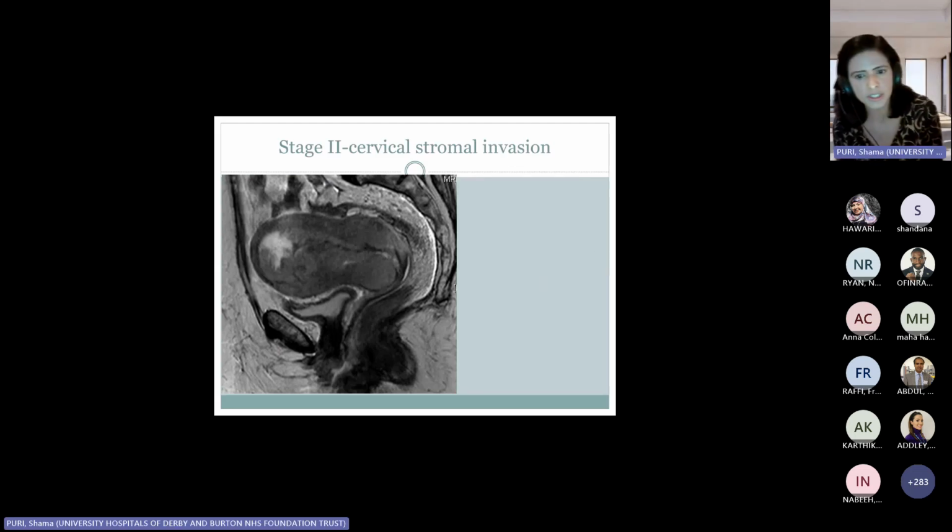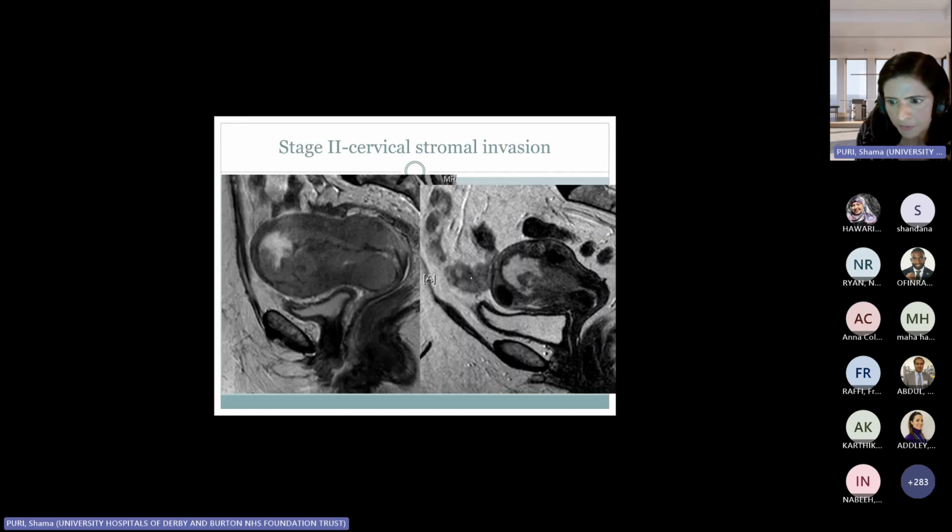Okay, so moving on to stage 2. This is a cervical stromal invasion. This case is really gross, so large tumor, and look at the cervix. I've put this picture to show you the normal cervix is quite dark, but if you look at this cervix, this intermediate signal intensity, so whole of the cervix is grossly involved. This is type 2, stage 2.